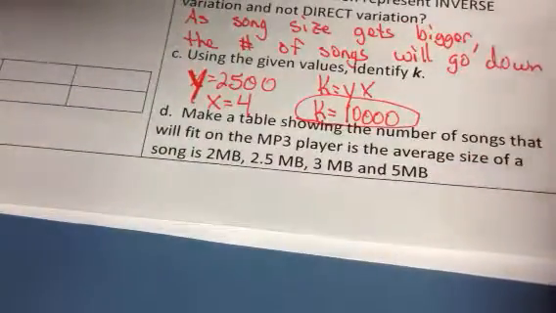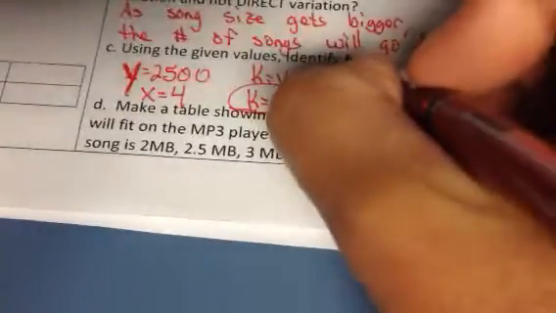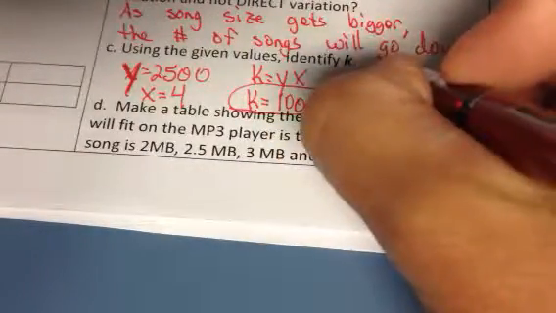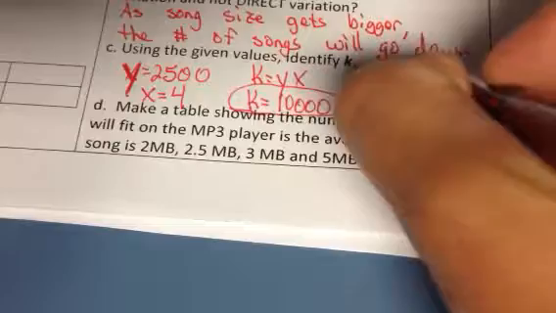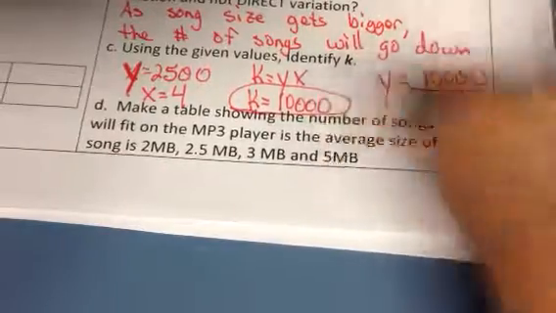All right? So now what I can do is make an equation out of it. They don't ask me to, but we're going to need that. So y equals 10,000 over x.